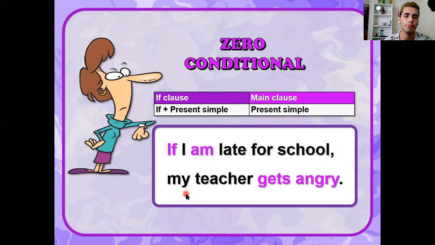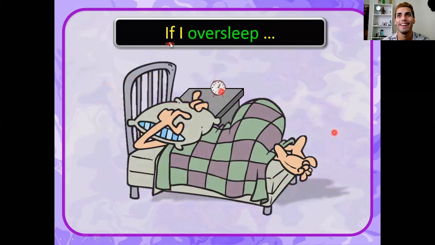So the zero conditional is pretty simple because it's basically a conditional in which the two parts of the sentence, the if clause and the main clause, both of them have to be real. No matter what happens, it will always be real. So if I am late for school, my teacher gets angry. No matter what the situation is, it will always be like that. This is the most important part of the zero conditional: both clauses have to be always real. Okay, this is really good.